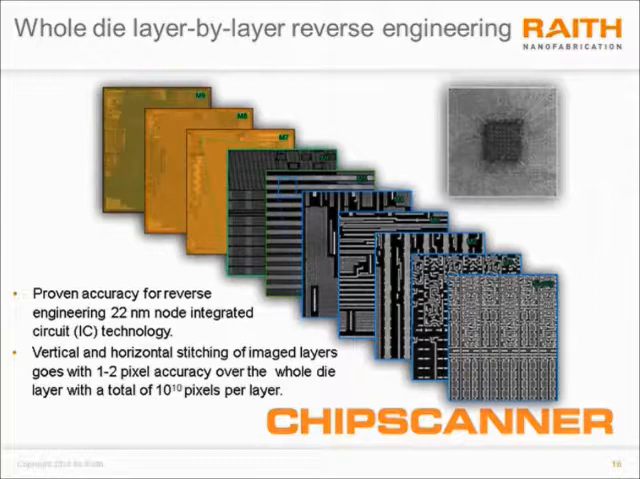The vertical and horizontal stitching of these layers, the 3D stitching of these layers, has 1 to 2 pixel accuracy over each layer, and each layer has a total of 10 to the 10 pixels. So our client here is able to use the accurate large area imaging with 3D stitching that the chip scanner provides in order to successfully reverse technologies down to the 22 nanometer node.